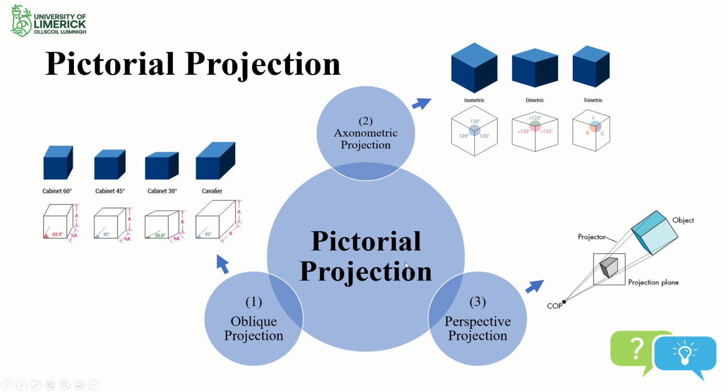Like I said previously, the topics we're going to be dealing with in this lab will be axonometric projection and perspective projection. Oblique projection would be a part of your primary school curriculum, your junior cert curriculum, and it was elaborated on throughout your first year graphics modules. We'll just have a quick look back over it.